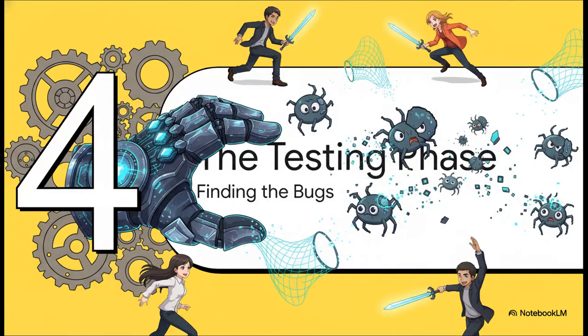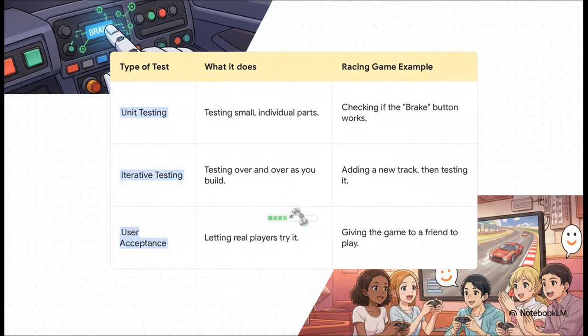The engine is built, but our quest is not over, not by a long shot. Now we have to face the gauntlet, the testing phase. This is where we hunt down and squash every single little bug to make sure our game is as perfect as it can be. And there are different kinds of tests. You've got unit testing, where we check tiny individual parts, like just making sure the brake button actually brakes. Then there's iterative testing, which just means we test constantly as we build new things. And finally, my favorite, user acceptance testing. That's when we give the game to real players to see if they enjoy it and can actually figure it out.